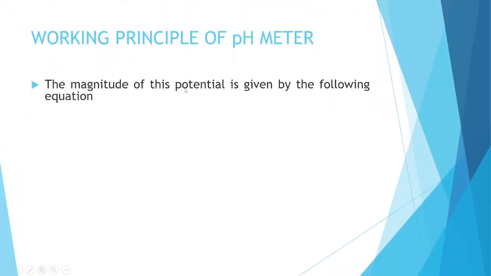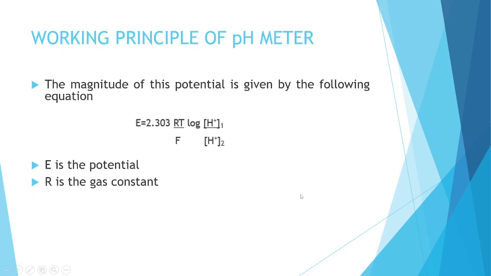The magnitude of this potential is given by the following equation. E is equal to 2.303 RT upon F log of hydrogen ion concentration 1 divided by hydrogen ion concentration 2. Now, what are these? E is potential.